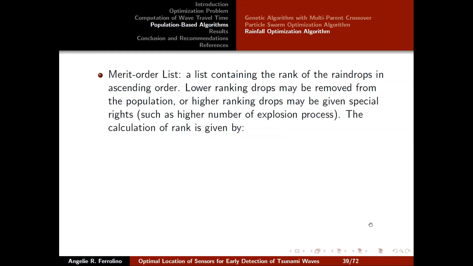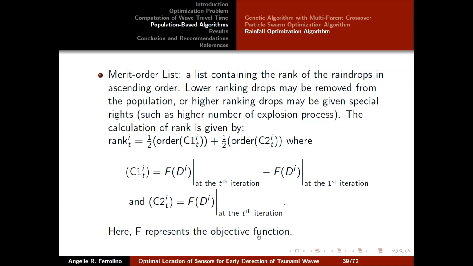For the last term, we have a merit order list, and this is a list containing the rank of the raindrops in ascending order. Here, the lower ranking raindrops may be removed from the population, or higher ranking raindrops may be given special rights, such as higher number of explosion processes. We have this as the calculation of rank, where F is the objective function. Basically, a raindrop is of low rank if it has a small cost function value, or it has exhibited large improvement regarding its cost function value, while the opposite can be said for higher ranking raindrops. And so, lower ranking raindrops are near the global solution, while higher ranking raindrops are still far, so they still need to be more active in searching.